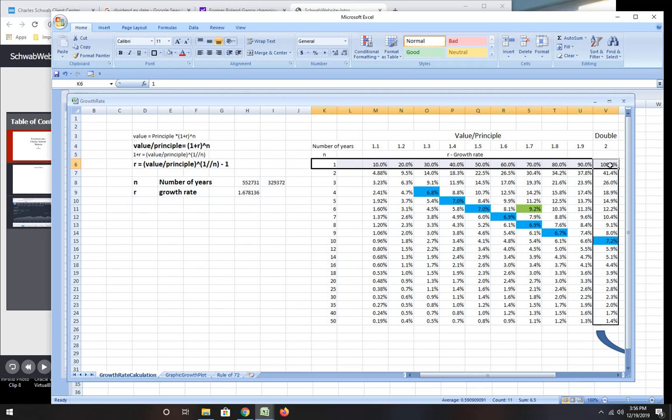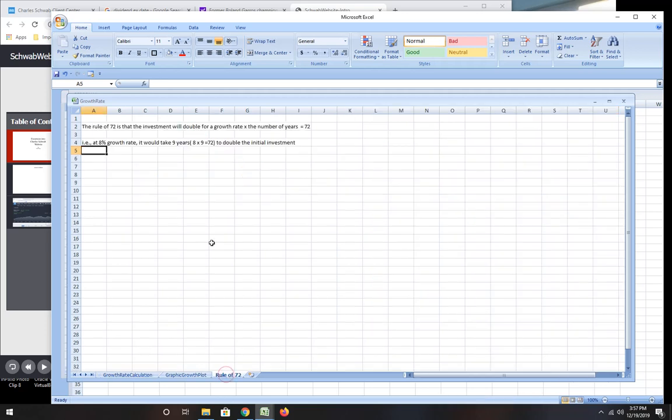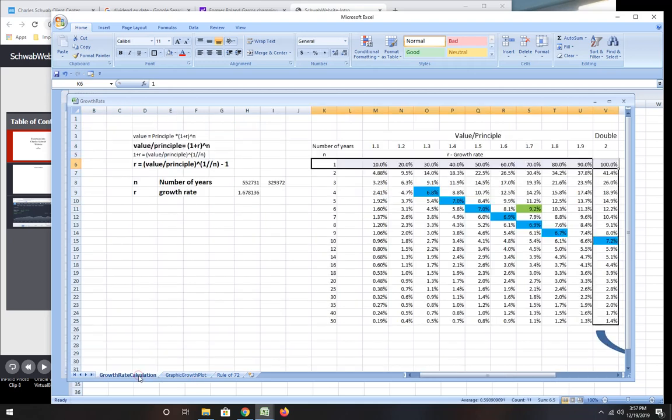There is a rule of 72, which I will review here. The rule of 72 states that the investment will double when growth rate times the number of years equals 72. I.e., for an 8% growth rate, it would take 9 years, essentially 8 times 9 equals 72, to double the initial investment.